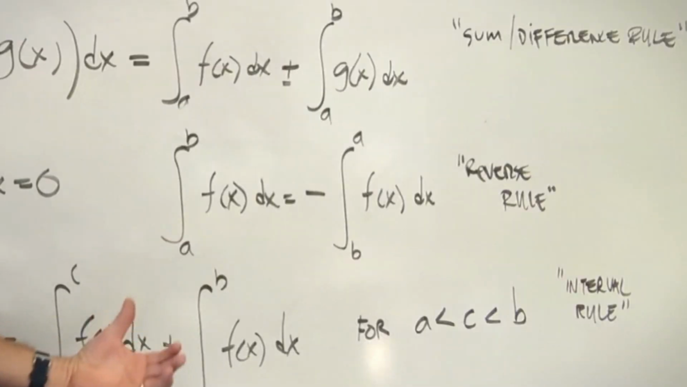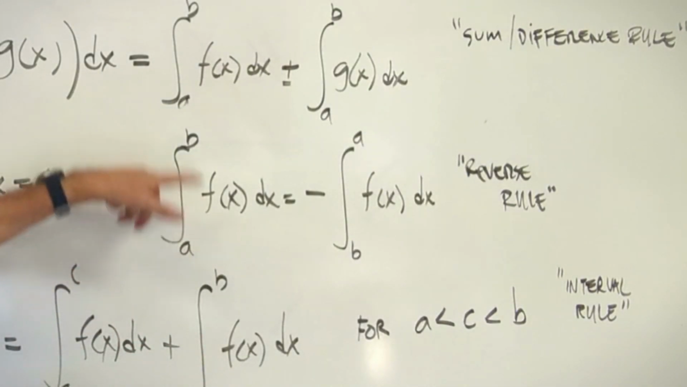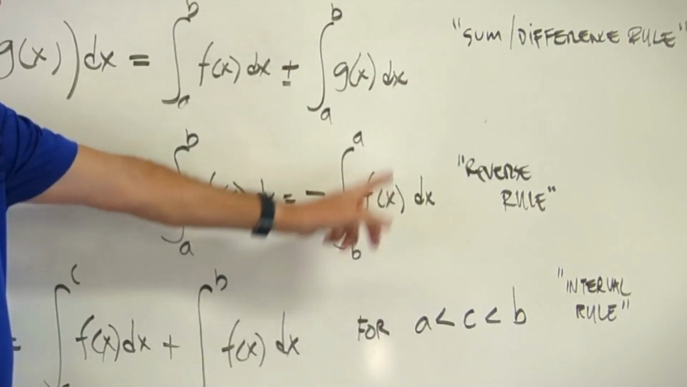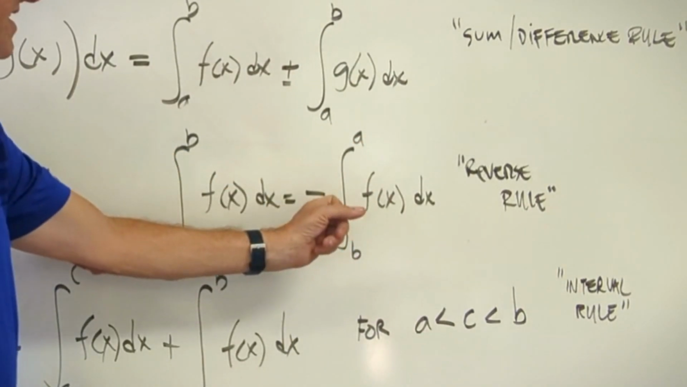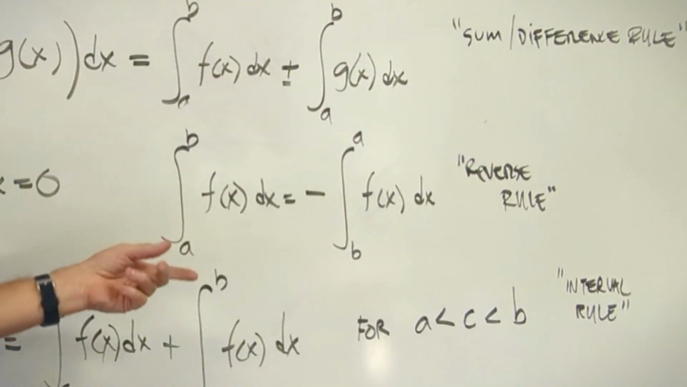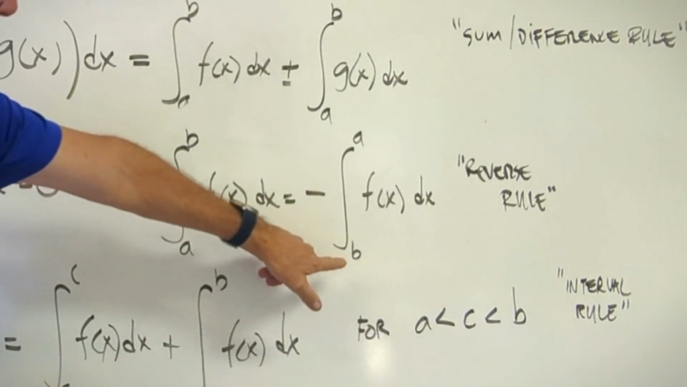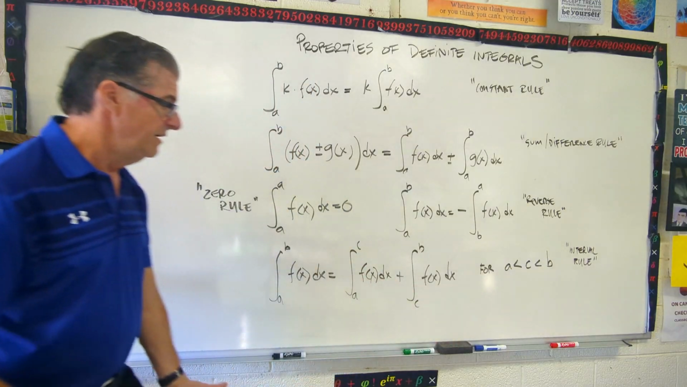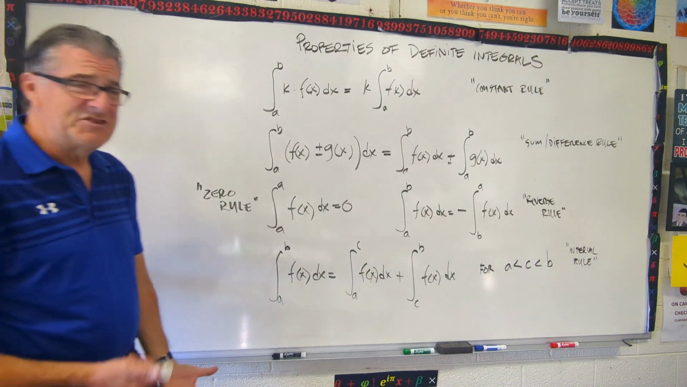This next one, I call it the reverse rule. If I'm integrating from a to b, f of x dx, then I can switch my direction. I can integrate from b to a, and that's just negative of the integral from a to b. So I'm going to call that the reverse rule, because I'm just integrating in a reverse direction on my boundaries.